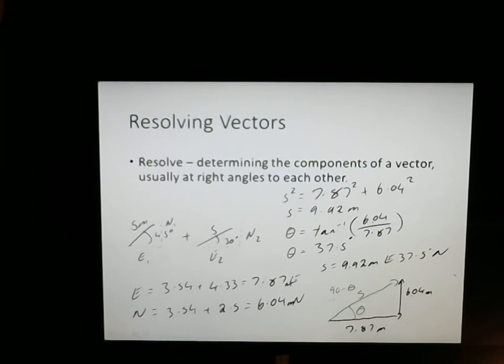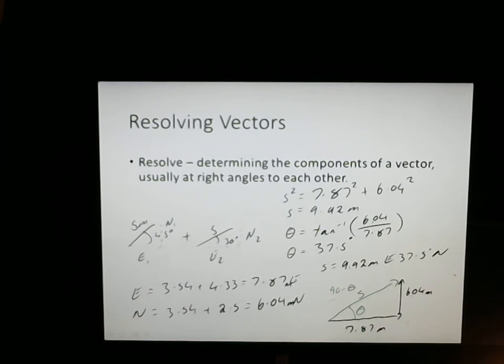It doesn't matter how complicated the problem is, you just need to ask: is it right angles? Yes. Add them using Pythag and tan. Are they at right angles? No. Let's break them down and turn them into right angles. That's what you do with every vector.